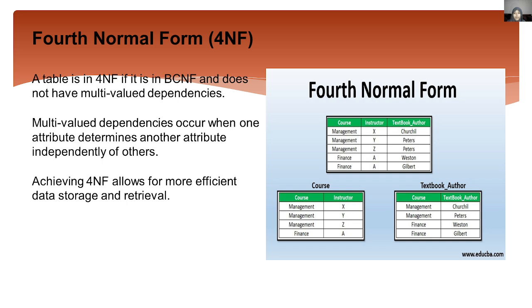Fourth normal form, which is nothing but 4NF. A table is in 4NF if it is in BCNF, Boyce Codd normal form, and does not have multi-valued dependencies. Multi-valued dependencies occur when one attribute determines another attribute independently of others. Achieving 4NF allows for more efficient data storage and retrieval.